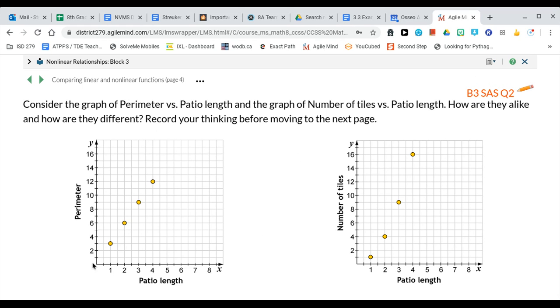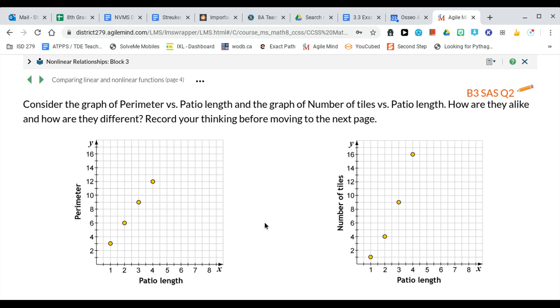Well, like we said, this one is going in a straight line. And this one looks like it's curving a little bit. So it looks like this one here is the linear one because it has a line. This one is the nonlinear one because there is no straight line.